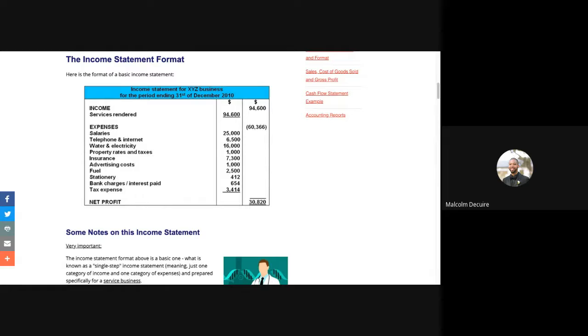Yeah, so in this particular case, I'm looking at an income statement. Say, for example, the line item here for stationery, right now it says $412. If that $412 was, say, the water and electricity, like $16,000, that would be a red flag to me. Or something as boring as bank charges. For a services business, if that bank charges number was even remotely close to 15 or 20% of the overall net profit, I'd be like, what is going on here? Right now it's less than that.